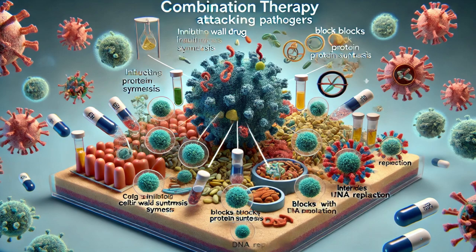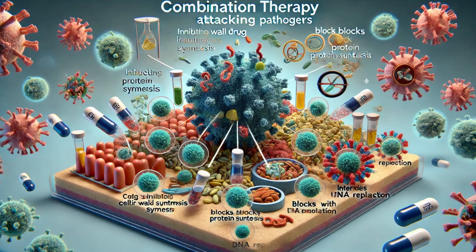Combination therapy is one strategy to overcome resistance. By using multiple drugs with different mechanisms of action, it becomes harder for pathogens to develop resistance. This approach is commonly used in treating HIV, tuberculosis, and certain bacterial infections. Combining drugs ensures that even if a pathogen develops resistance to one drug, the other drugs can still target and kill it.